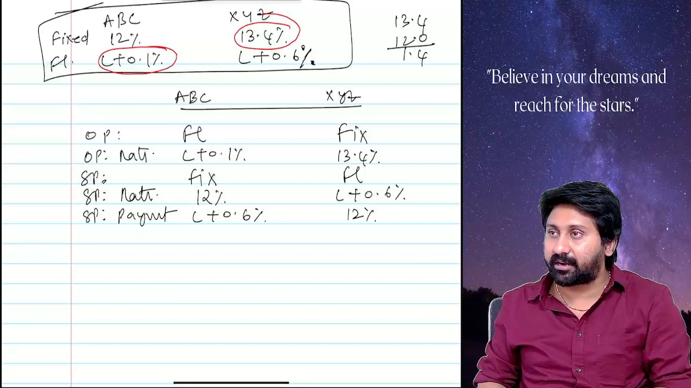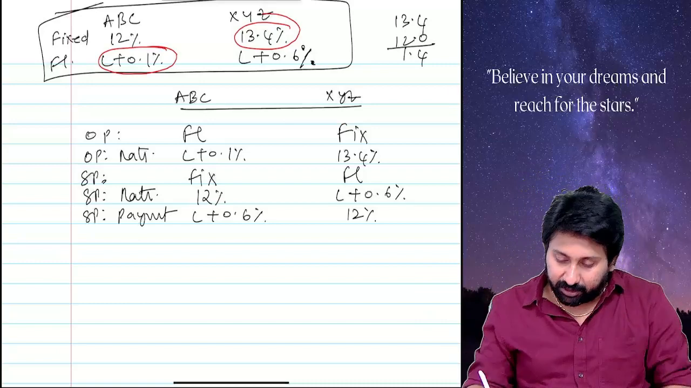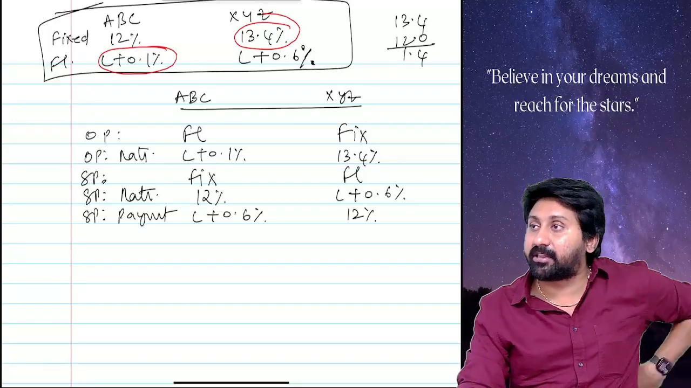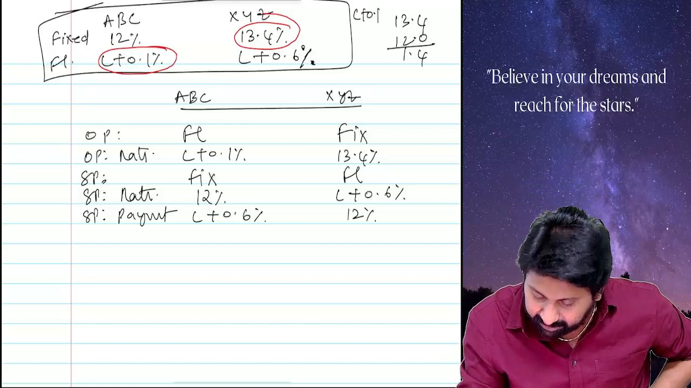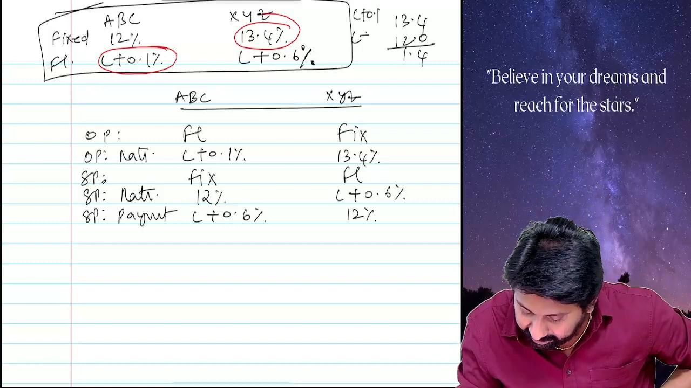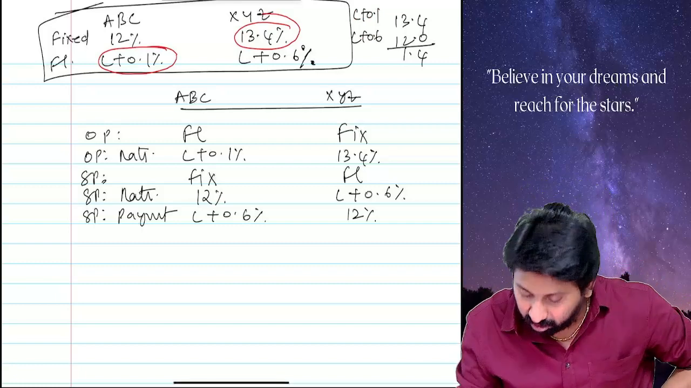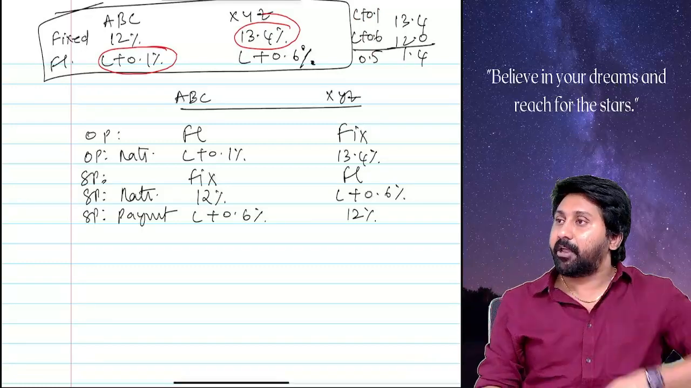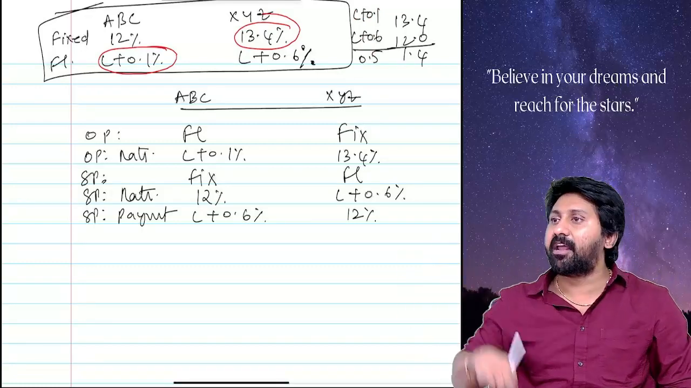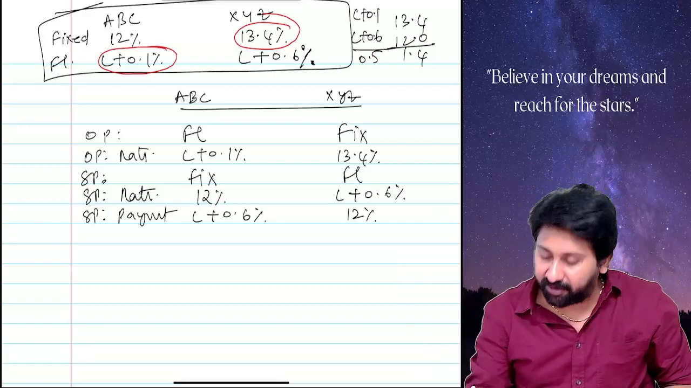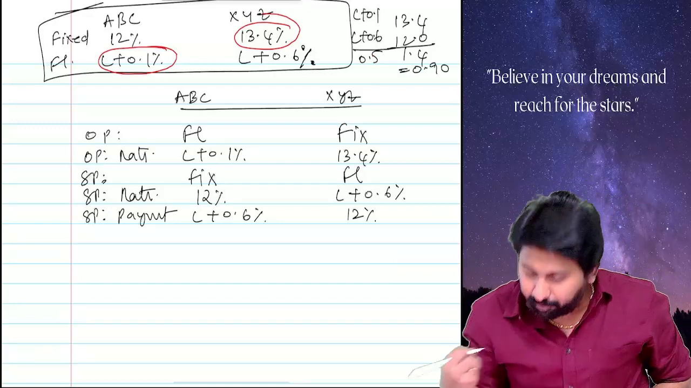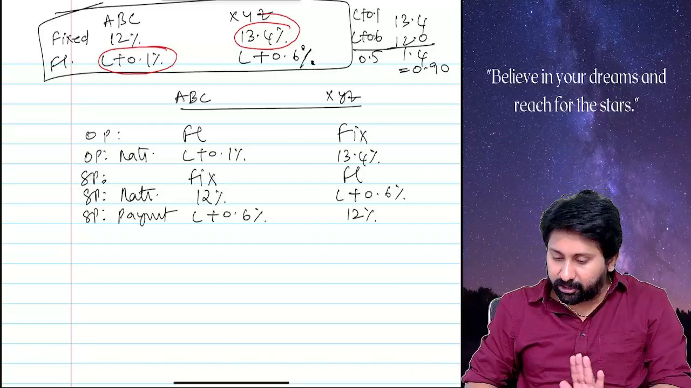Correct? Tell me, if ABC had to take the loan independently in floating, at what rate would it have taken? LIBOR plus 0.1. Because of you I am taking it at LIBOR plus 0.6. How much loss am I getting? 0.5. You should bear that, because of you only I got that loss. Correct? So tell me, 1.4 minus 0.5 is how much? 0.9. Yes, sir. Understood the point up to here?